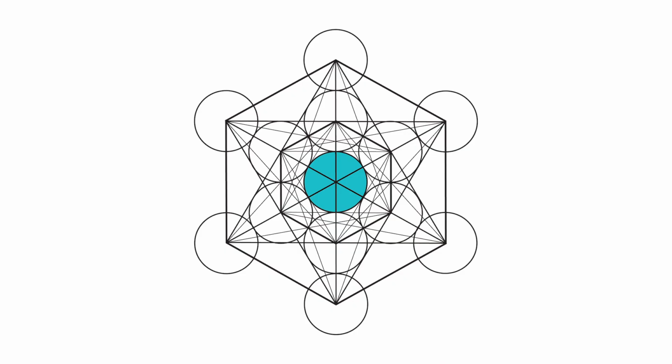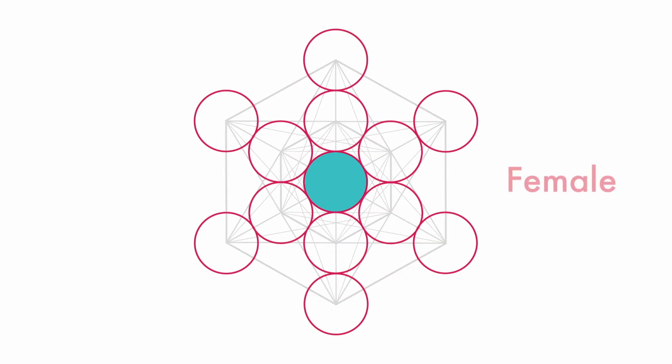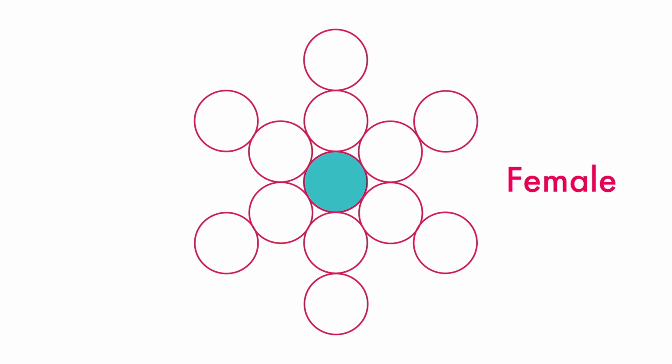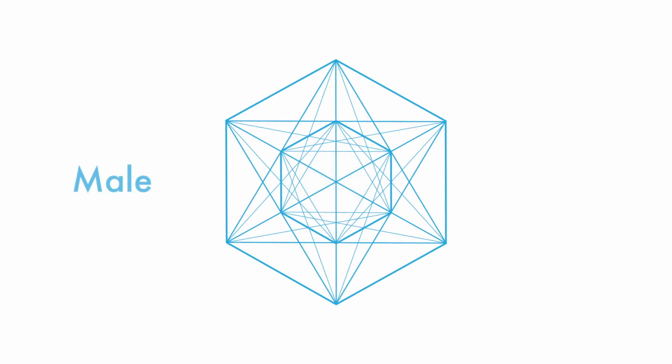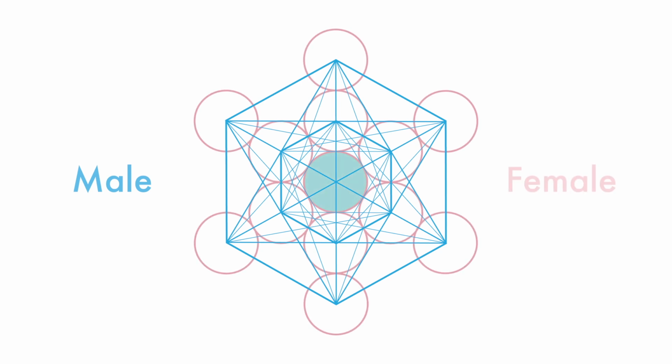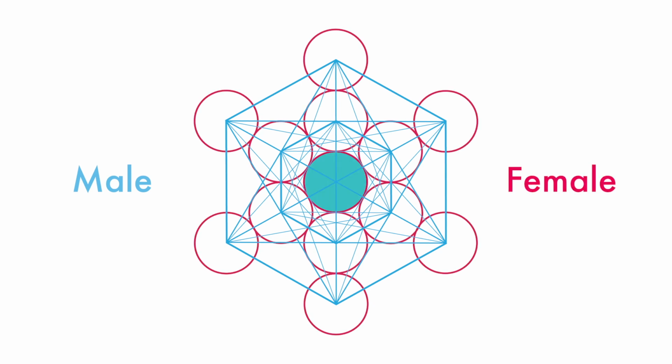According to Drunvalo Melchizedek, the circles in the fruit of life represent the female aspect, and the straight lines represent the male aspect, which forms this beautiful balanced shape that has both the female and the male aspects.